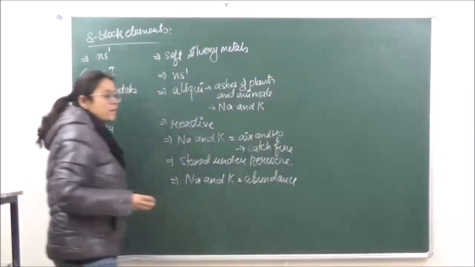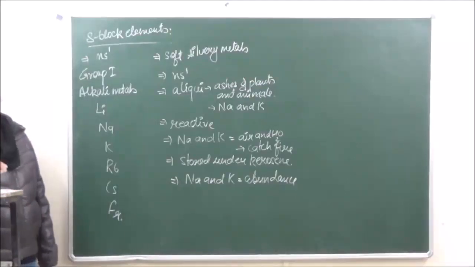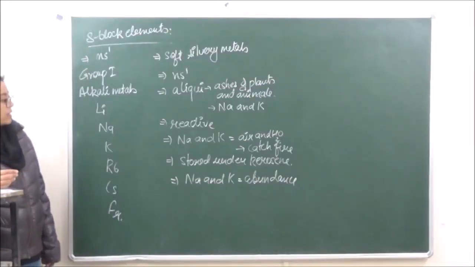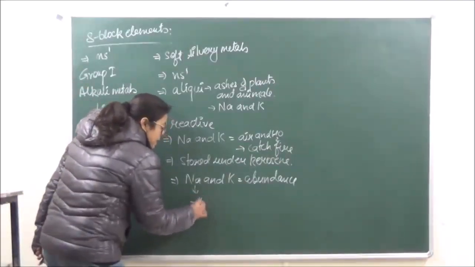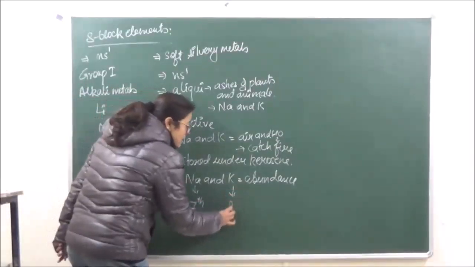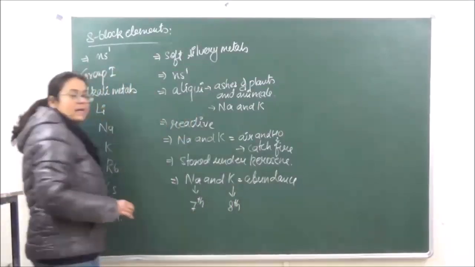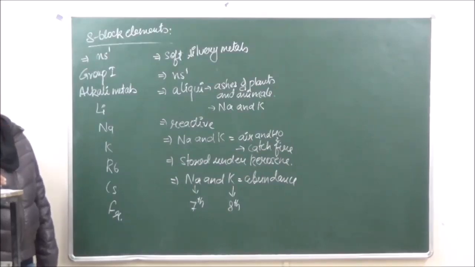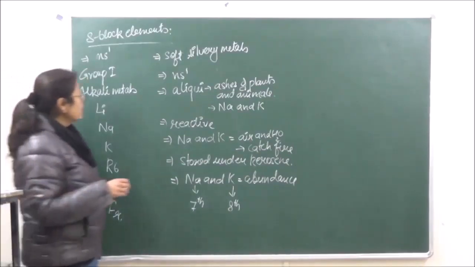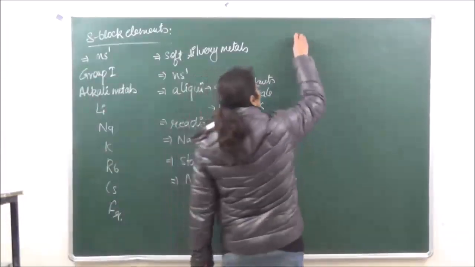It is only sodium and potassium which are going to be found in abundance. Rest all, they are going to be rare. Sodium is the 7th most abundant element, and potassium is the 8th most abundant element found in the Earth's crust, and francium, as I just told you, is going to be radioactive.